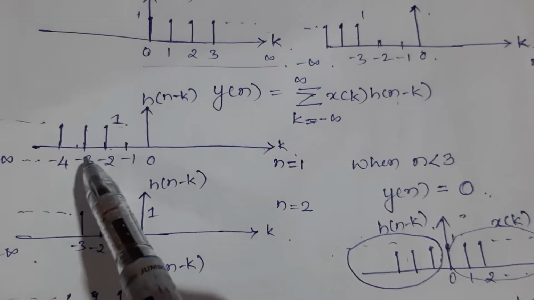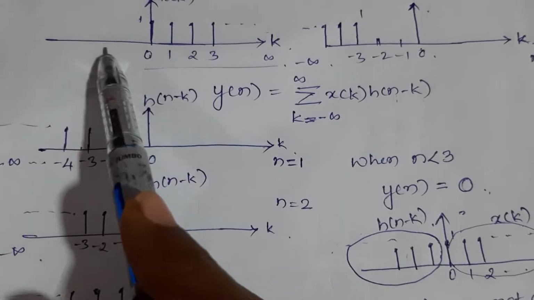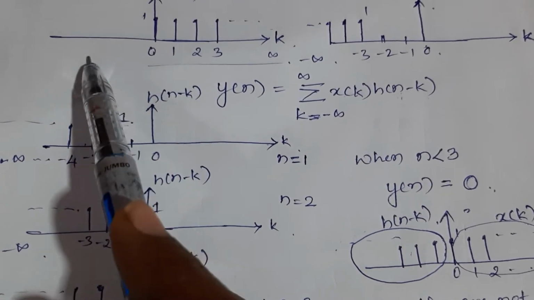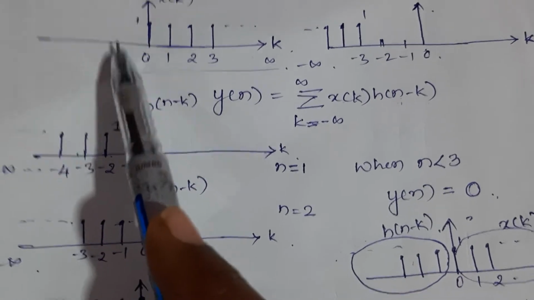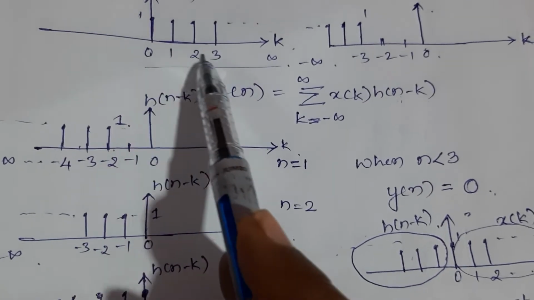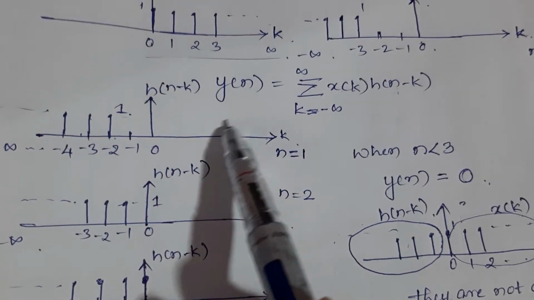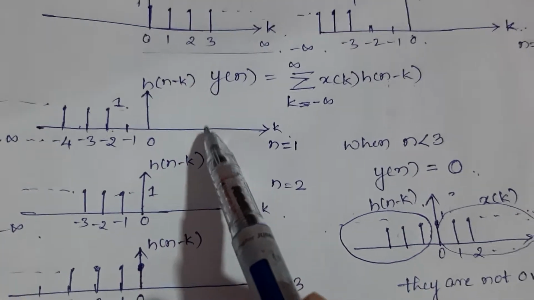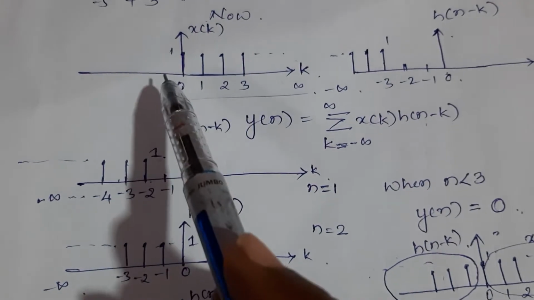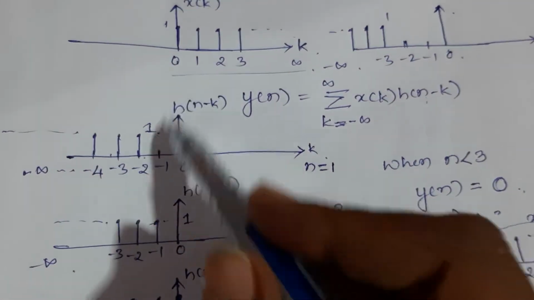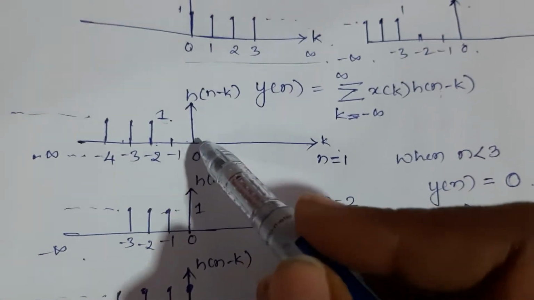From minus infinity to minus 2, for these values the h of n minus k is existing, but x of k is not existing. And on the other side, from 0 onwards, x of k is existing, wherein h of n minus k is not there. So if we see the product right now, they are not overlapping with each other. As they are not overlapping, the product of those is certainly 0.